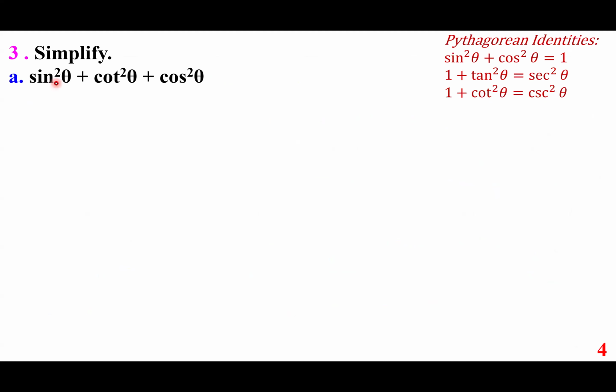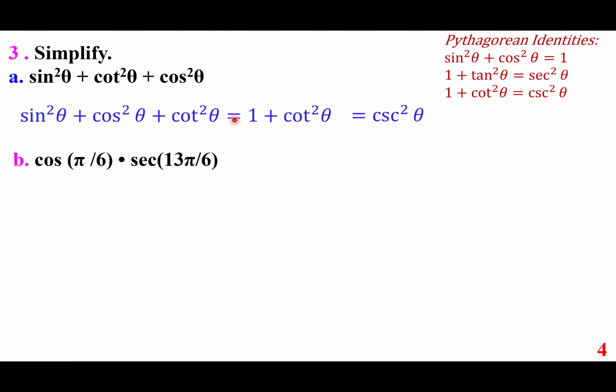We want to simplify, reminding everyone of the Pythagorean identities. Sine squared plus cosine squared is 1. 1 plus tan squared is secant squared. 1 plus cotangent squared is cosecant squared. So if you put these together, you get the simplification.